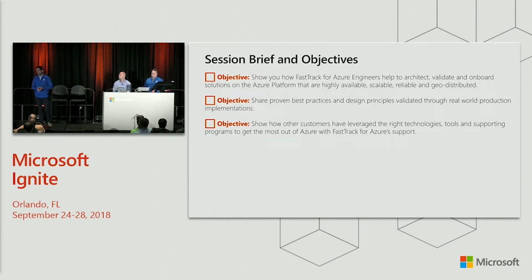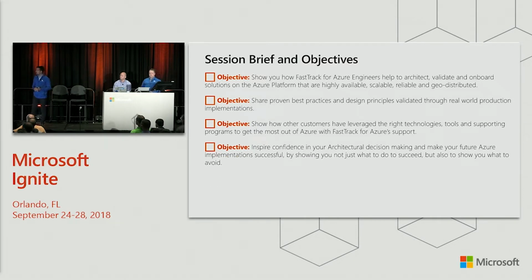The next thing that we want to show you, and we have Jamie here for that, is how customers are actually leveraging the FastTrack for Azure team and other teams at Microsoft so they can basically get easier into Azure. There are a lot of things that you need to think about when you migrate to Azure, so we are going to give you a real world example of how that works. And of course, we want to inspire some confidence in your architecture design. So we are going to give you some of the learnings we got from the field, and we hope you can take all of these and implement them in your architectural solutions.